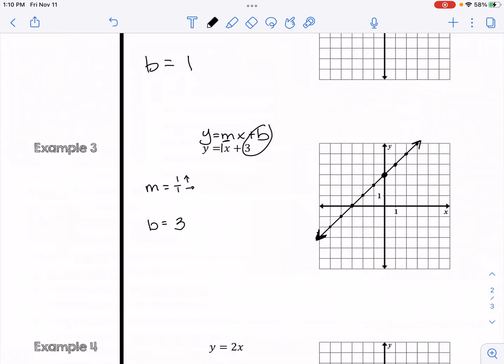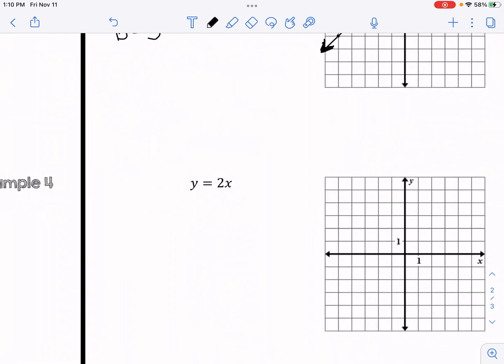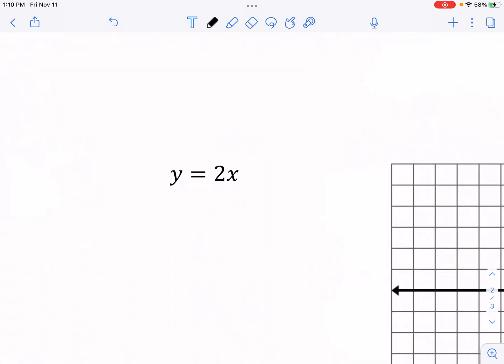And then our last one, I'll help you set up, but I'll have you graph. Okay. Y equal to 2x, and it's just that, y equal to 2x. Okay. So the m here is easy to find because it's just 2. We'll put this as a fraction, so 2 over 1. This will be up 2, right 1.